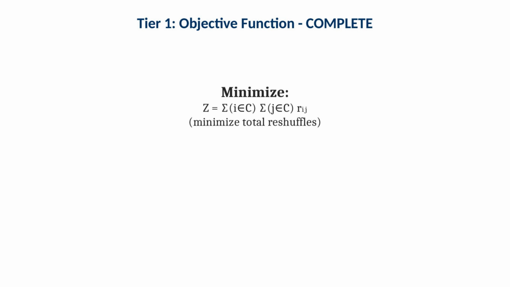The objective is to minimize the total number of reshuffles. In plain English, we add up every reshuffle indicator across all relevant container pairs. This objective matches the business goal. When reshuffles go down, crane time is used for productive moves rather than rehandling, and reliability improves.